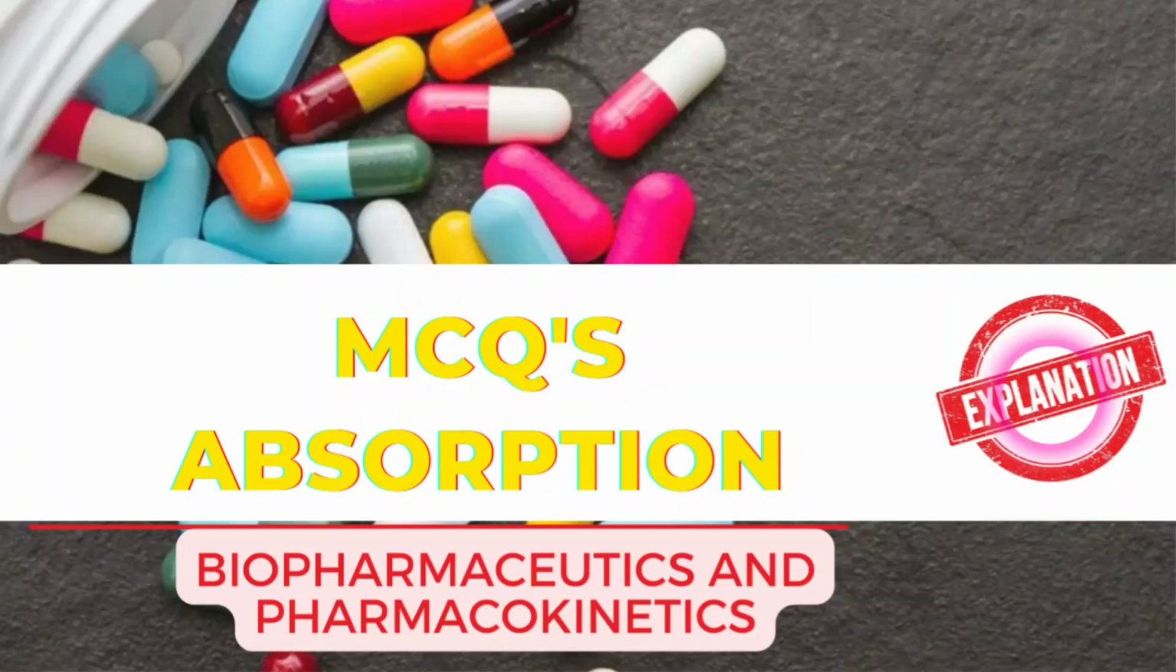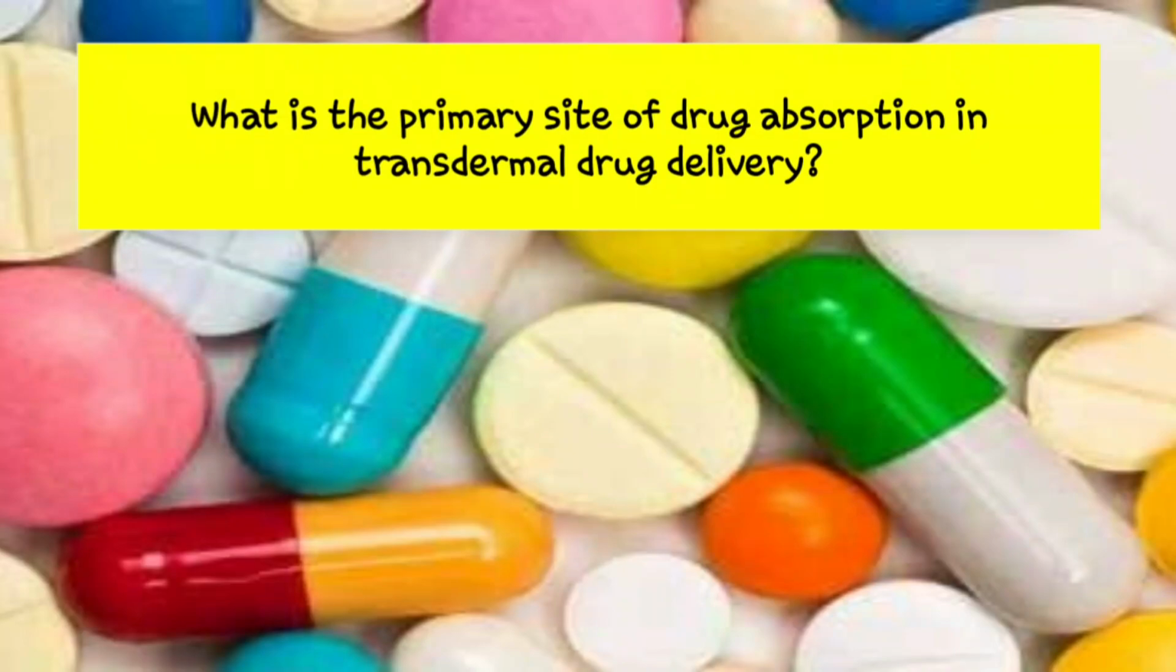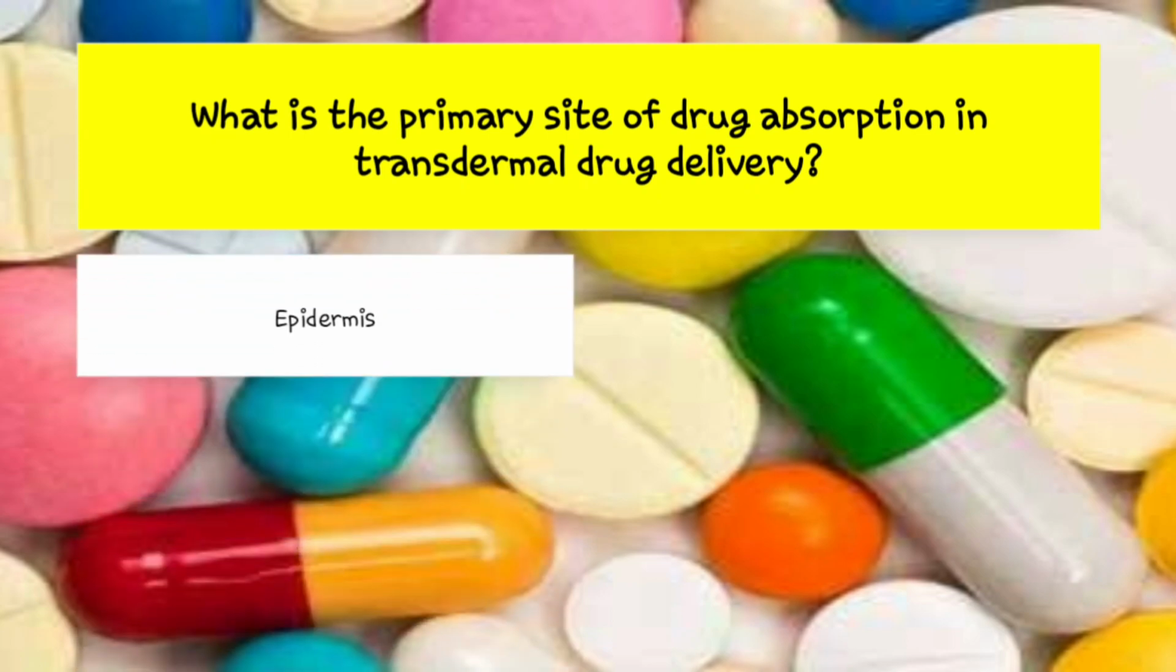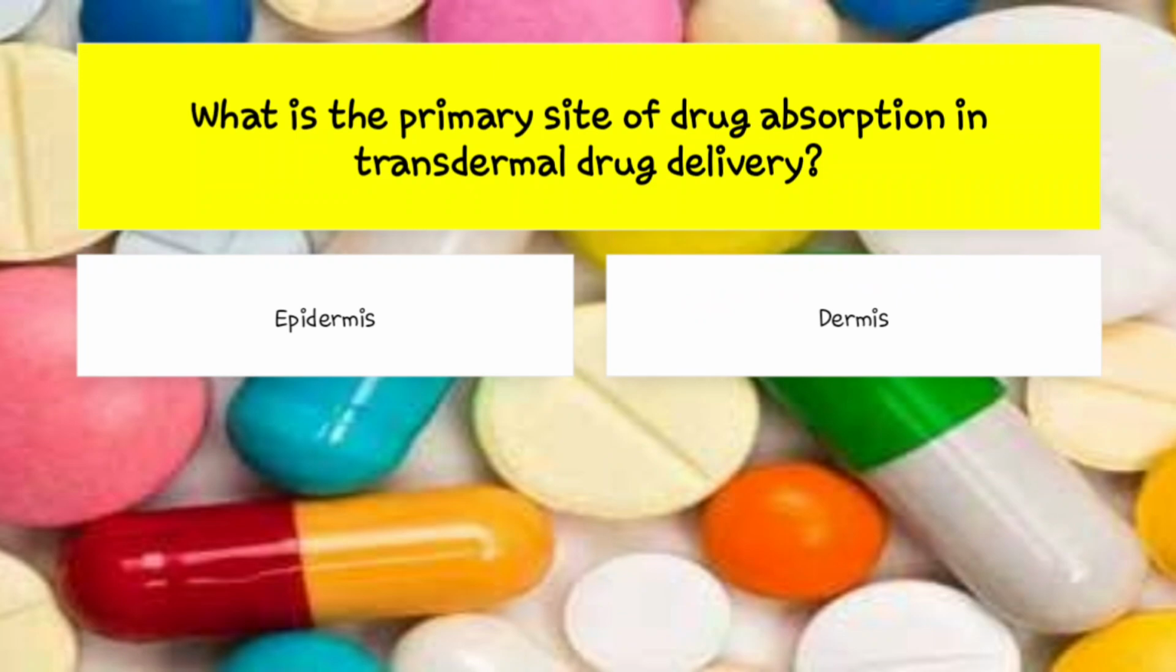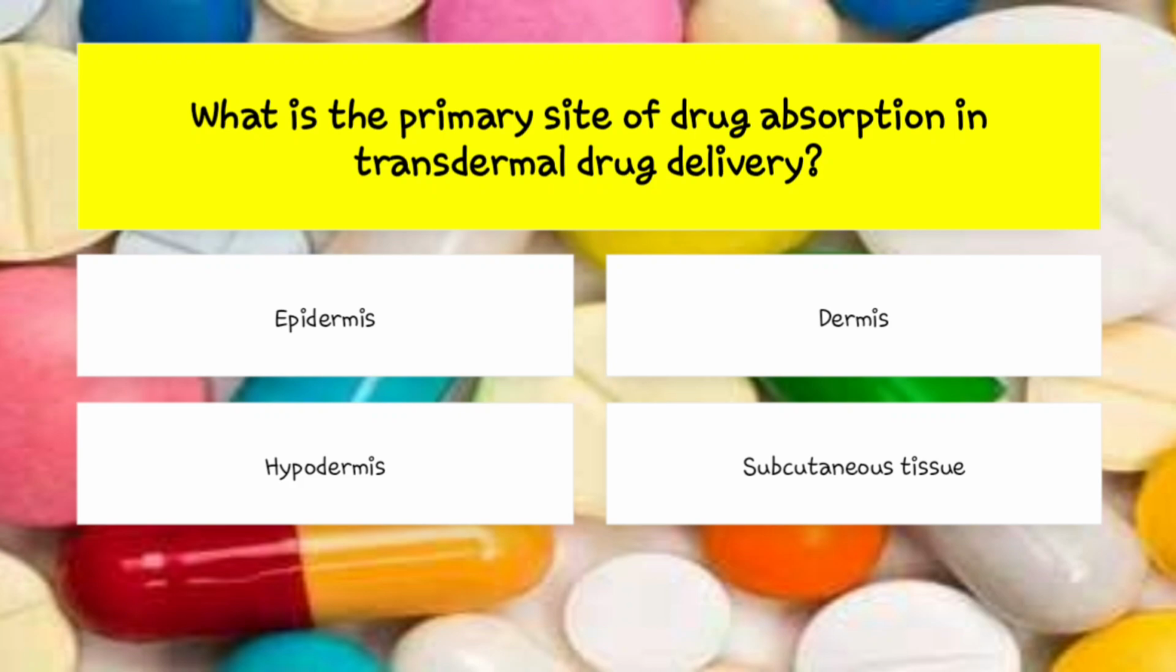In this video we will be seeing some of the important MCQs based on absorption. So let's begin. The first question is, what is the primary site for drug absorption in transdermal drug delivery? And the options are, first one epidermis, then dermis, third one hypodermis, or fourth one subcutaneous tissue. Your time starts now.